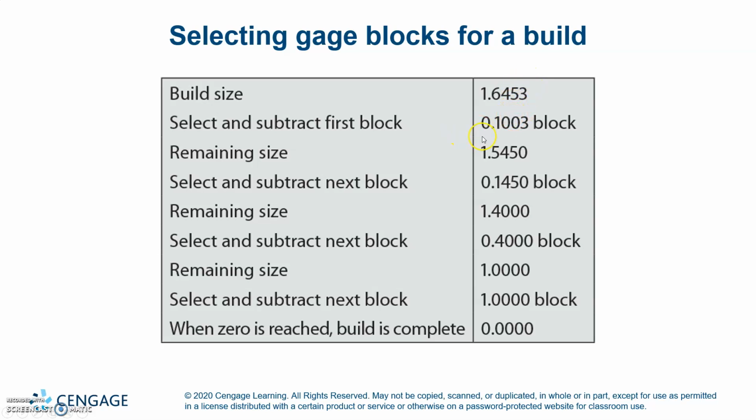Well, in that build that we showed earlier, you had a 0.1003 block. So now what you're remaining is 1.545. So now you're trying to get rid of the 5 or the 45. So now you can do a 0.145 block. So now you got 1.4, you use a 0.4 block, now you got an inch and you use the 1 inch block. When 0 is reached, build is complete.